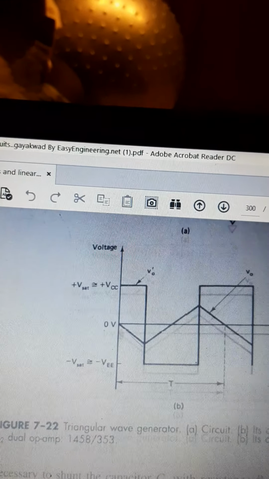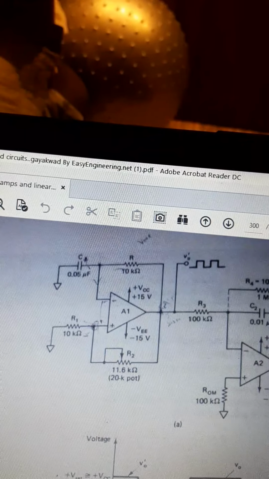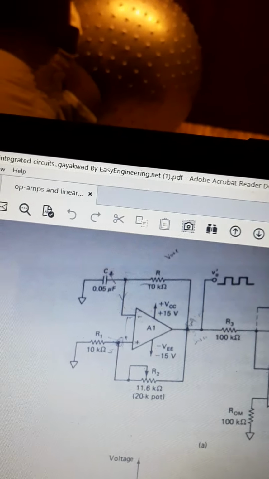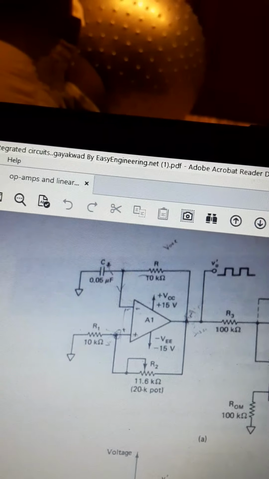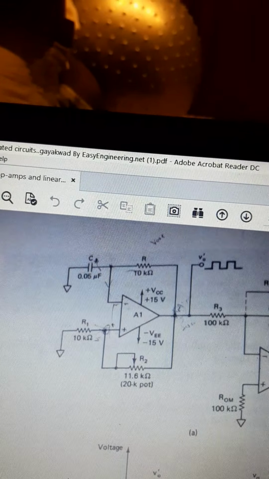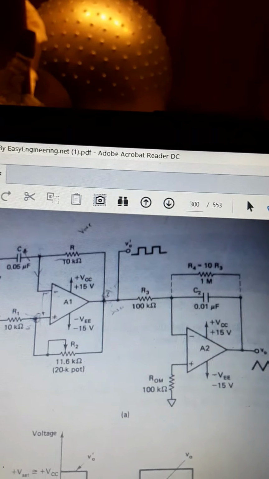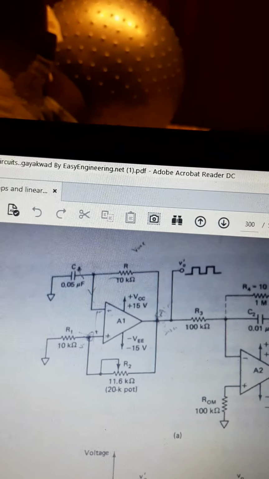Already in the previous example you came across that when the square wave is positive, the output expression itself is minus 1 by RC integration of V. So it has a minus sign, which indicates that it is going negative.